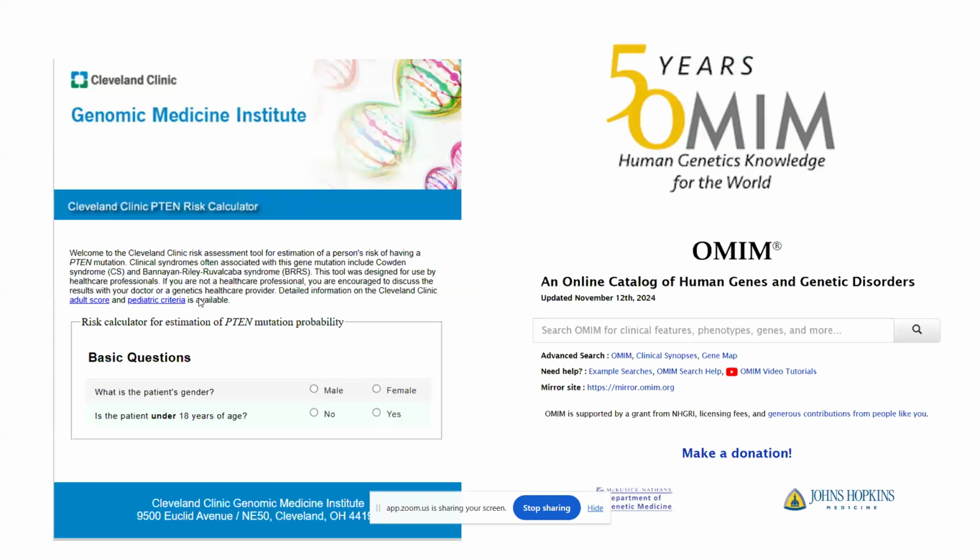Another important thing is OMIM. I'll discuss it. It's going to be extremely important for pediatricians and clinical practitioners. On the left, if you see, there are a lot of risk calculators. For example, PTEN is one of the pre-cancerous conditions. So you have risk calculators like the Cleveland Clinic PTEN risk calculator, which is easily available online. You put in the patient's gender and phenotype, and they'll give the risk for the possibility of PTEN. And coming to OMIM, it is one of the most useful tools.